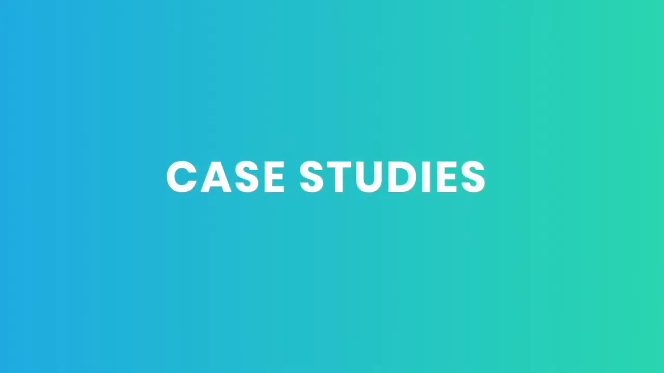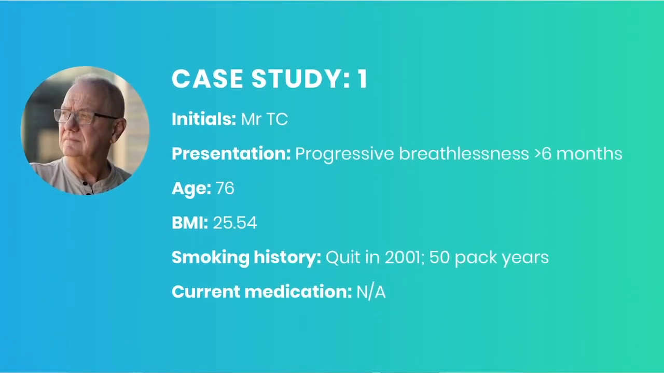So here we have a case study of a patient who's 76 years old. They're an ex-smoker. They quit quite a long time ago, but they've now presented with progressive breathlessness over a 6-month period. 6 months ago they had a bit of a viral cough and possibly a viral infection, but they've really noticed that their breathing is worse in the last 6 months, finding it a little bit hard to keep up with their friends when they go walking.